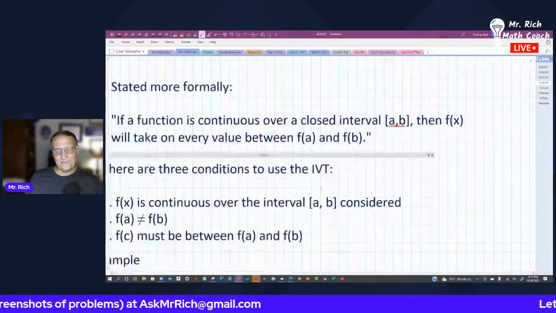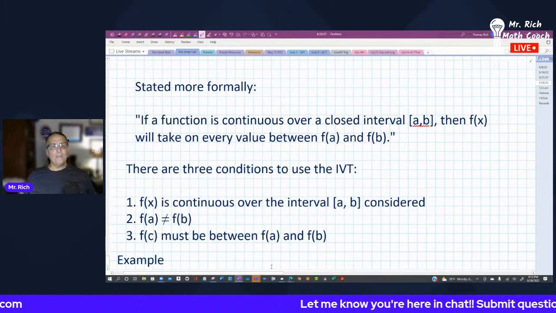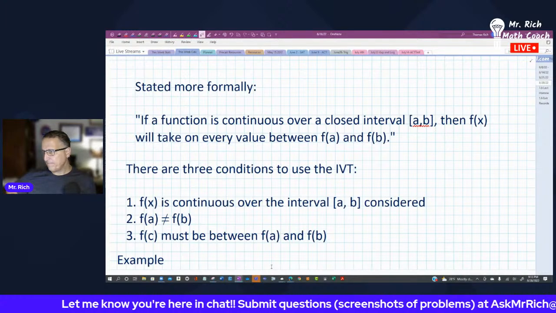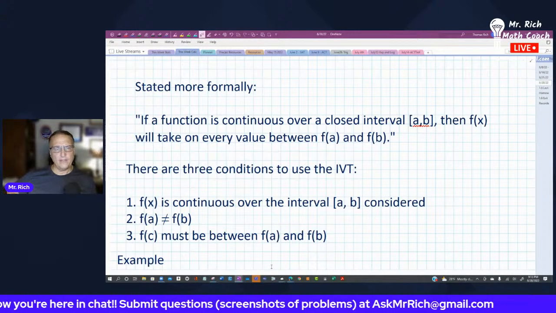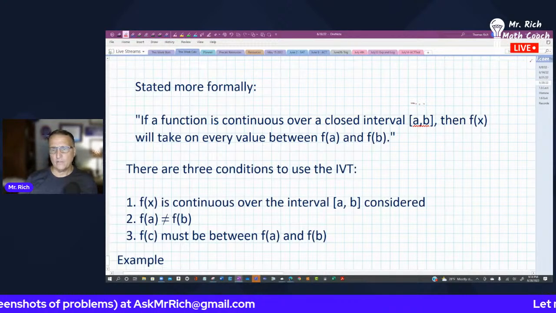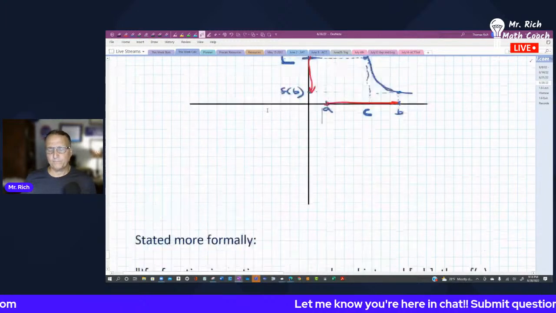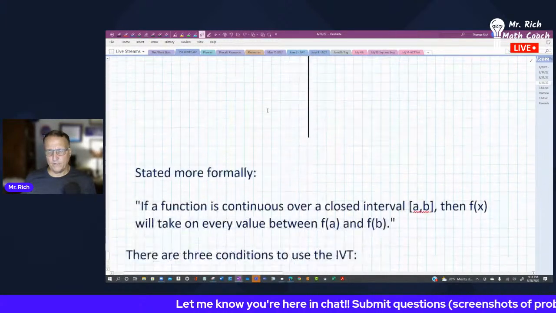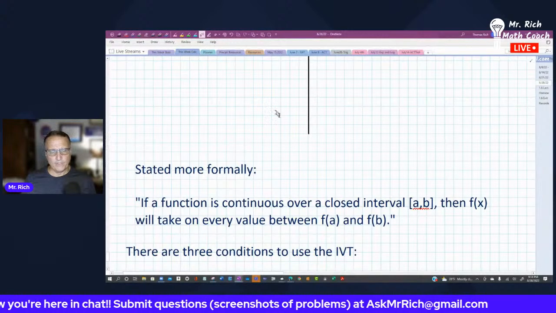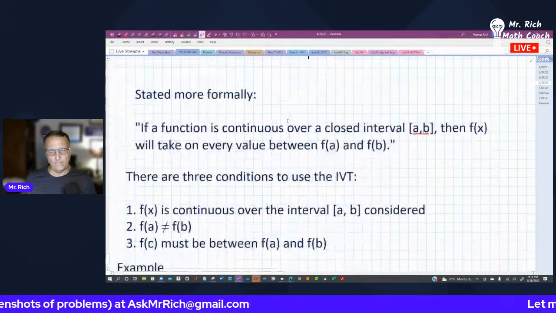Now, stated more formally, this would be the theorem if we want to be a little bit more precise. If a function is continuous over a closed interval from a to b, then f of x will take on every value between f of a and f of b. So this goes right along with the graph that I was just showing you that I made up, that it's continuous between a and b. We can see that for every x value between a and b, including a and b, that means that f of x will take on every value between f of a and f of b.